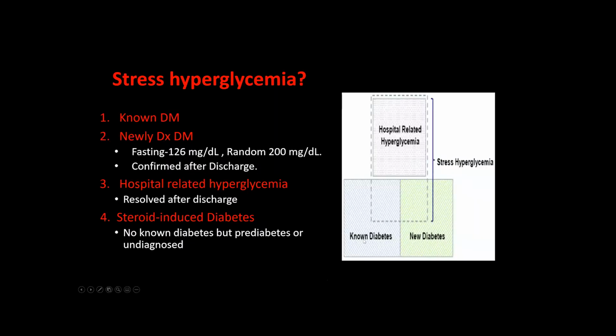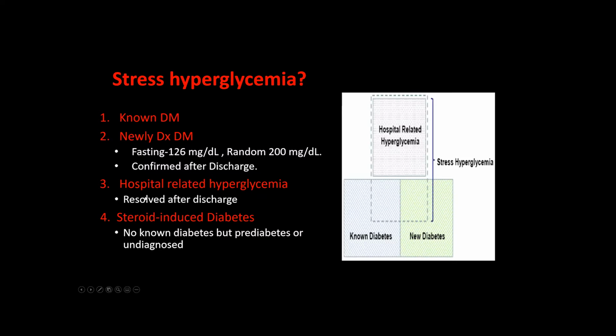So this is stress hyperglycemia. A lot of the patients you are taking care of in the hospital, or now in the home care situation with COVID, many of them have known diabetes. Some of them are newly diagnosed. They never checked their sugar or never did routine blood tests, so you found out that the sugar has been high. How do you know they're newly diagnosed? If the random sugar is more than 200, or the fasting sugar is 126, you can label them as newly diagnosed diabetes. And then there is what we call stress-induced hyperglycemia, or hospital-related hyperglycemia. Usually it resolves after discharge.